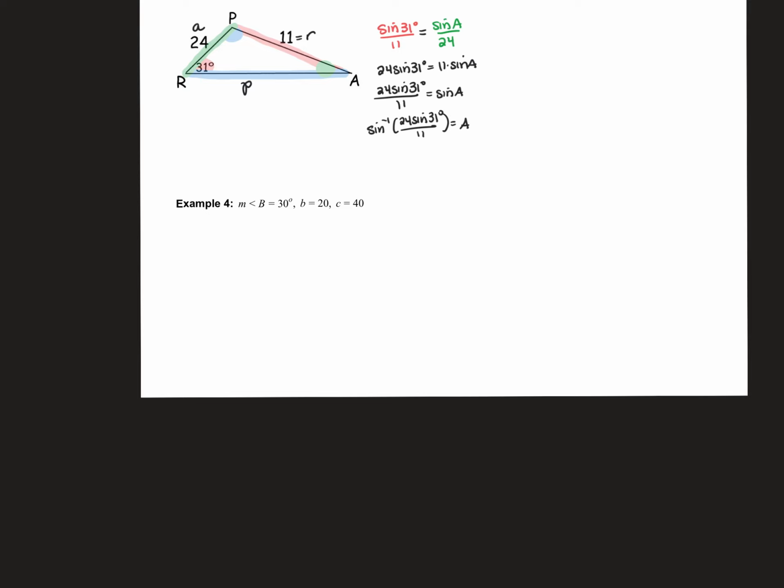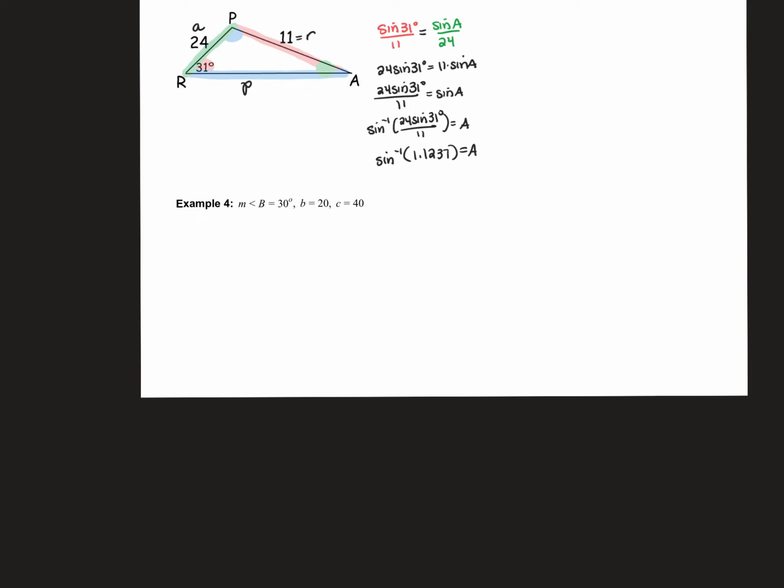So you guys probably encountered a problem here. Right off the bat, when you try to do this on your calculator, you get an error message. And here's why. If you just type in 24 times the sine of 31 divided by 11, you get the inverse sine of 1.1237-ish.